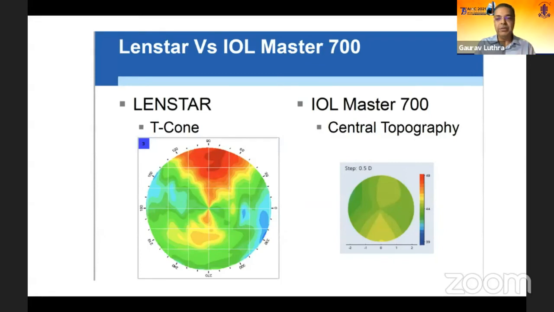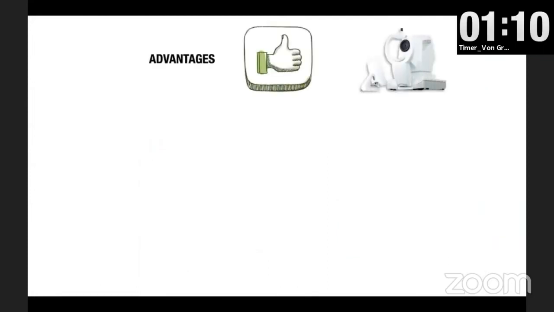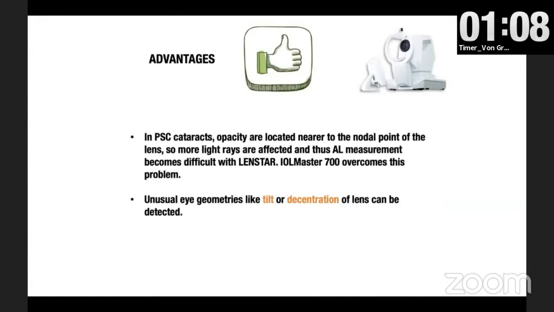I feel that I've used both. I've seen the Lenstar T-cone and I've seen a little bit of the topography. I feel that on this aspect, the Lenstar scores over the 700, while on many others, the 700 scores over it. So the topography on the Lenstar will be way better than what you can get on the 700. And so several advantages there.